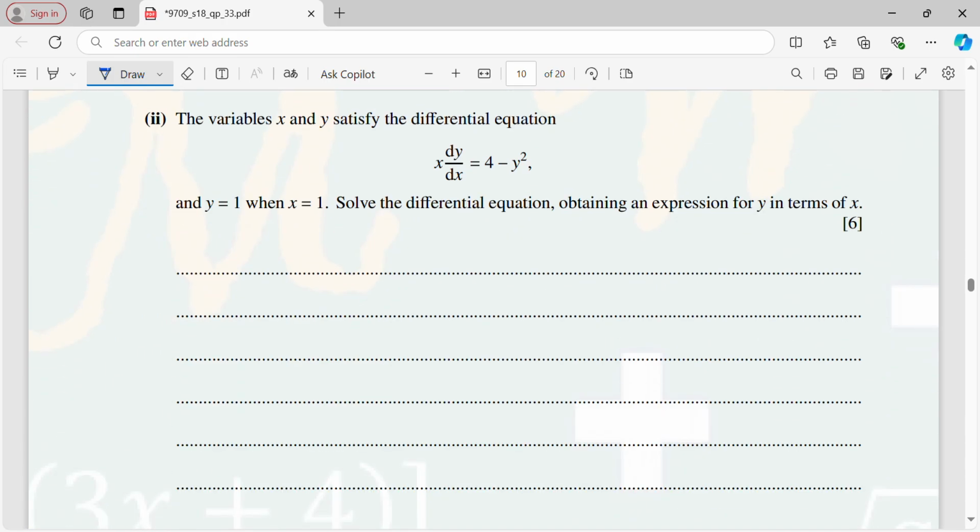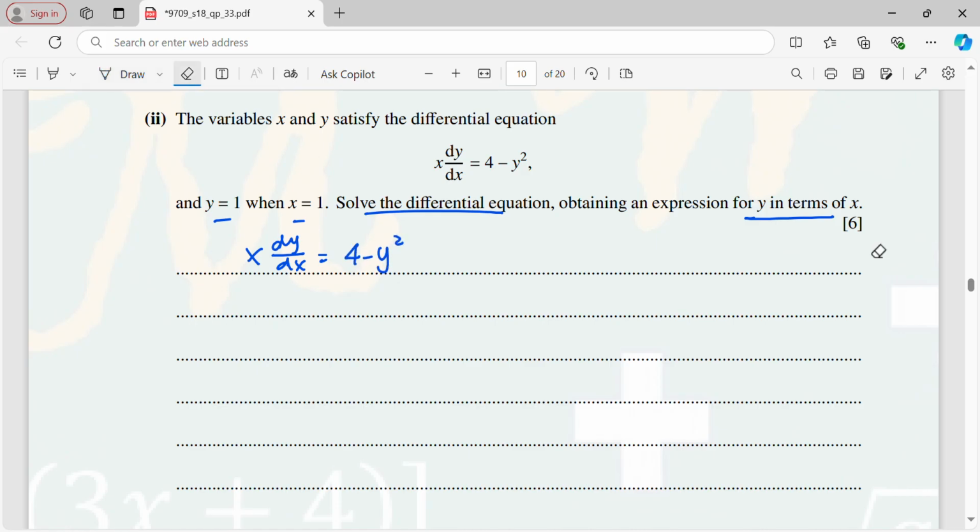Now part 2, the variables x and y satisfy the differential equation. When y equals to 1, x equals to 1, solve the differential equation, obtaining the expression for y in terms of x. So now we need to get the y as a subject. Now x dy dx equals to 4 minus y squared.